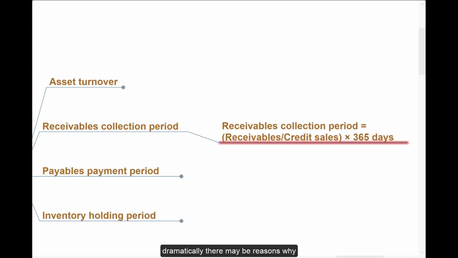There may be reasons why receivables collection periods increase. Perhaps we're offering different terms or longer terms to a large new customer. Instead of 30 days, we're saying 60 days. So there could be reasons, but be careful. Broadly speaking, we want to have control over the collections period. We want to have good credit control.